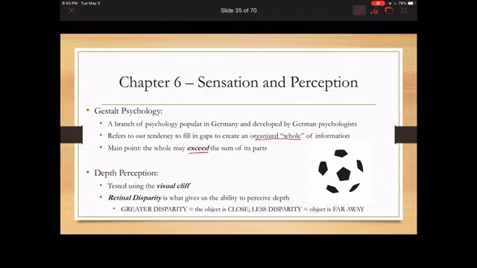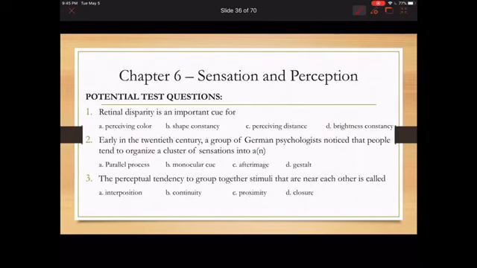Okay. And then depth perception, just know that that is tested using the visual cliff for infants or for small animals. And retinal disparity is what gives us the ability to perceive depth. So the greater the disparity between the two images you get on either one of your eyes, the closer the object is to you. But the less disparity, the farther away the object is. Retinal disparity is an important cue for perceiving distance, otherwise known as depth perception.